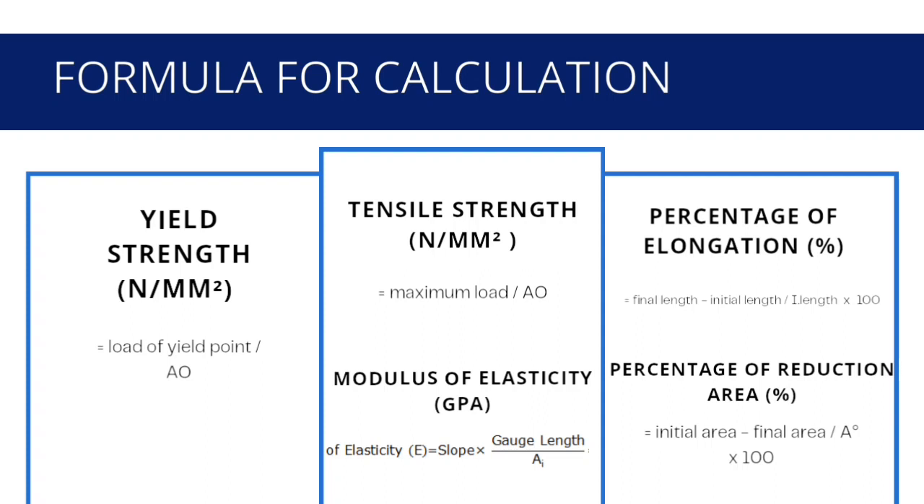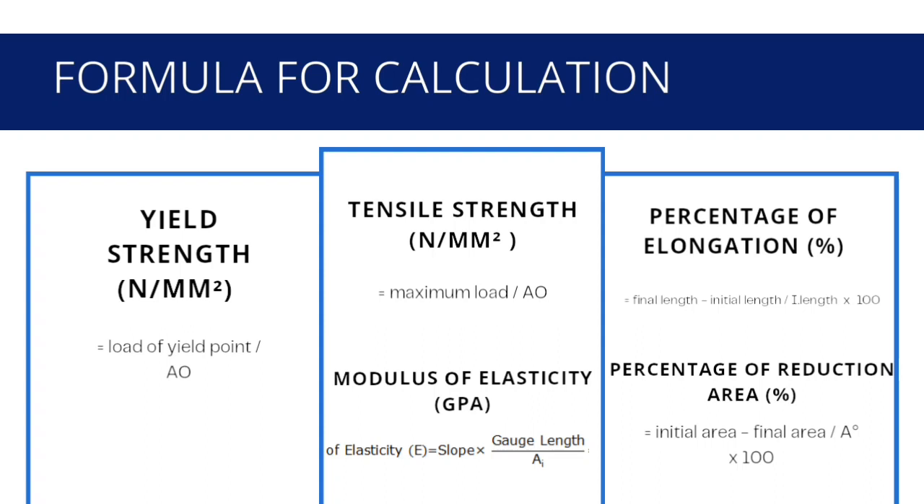The third formula is the modulus of elasticity. We take the slope and then we times it by the gauge length and we divide it also by the original area. Next is the formula for the percentage of elongation. We take the final length minus initial length and then we divide it again by initial length and we times it by 100.